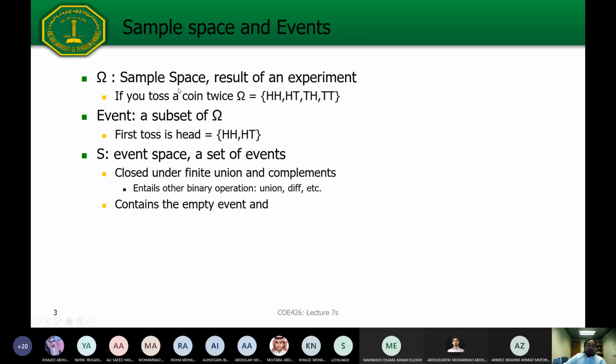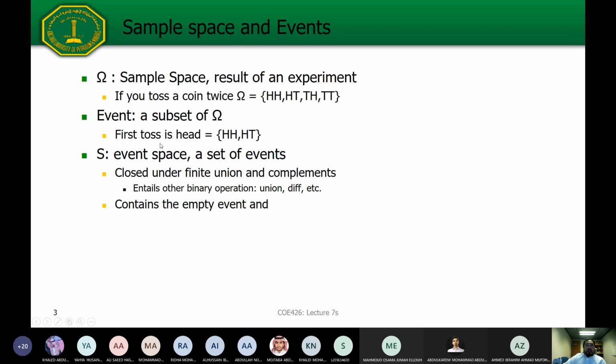The first one is called sample space, omega, right? So sample space basically is the result of our experiment. Suppose that our experiment is tossing a coin twice. So what are all the possible outcomes of this experiment? Either a head-head, or a head-tail, or a tail-head, or tail-tail, right? So this is called a sample space. Make sense? An event is a subset of the sample space.